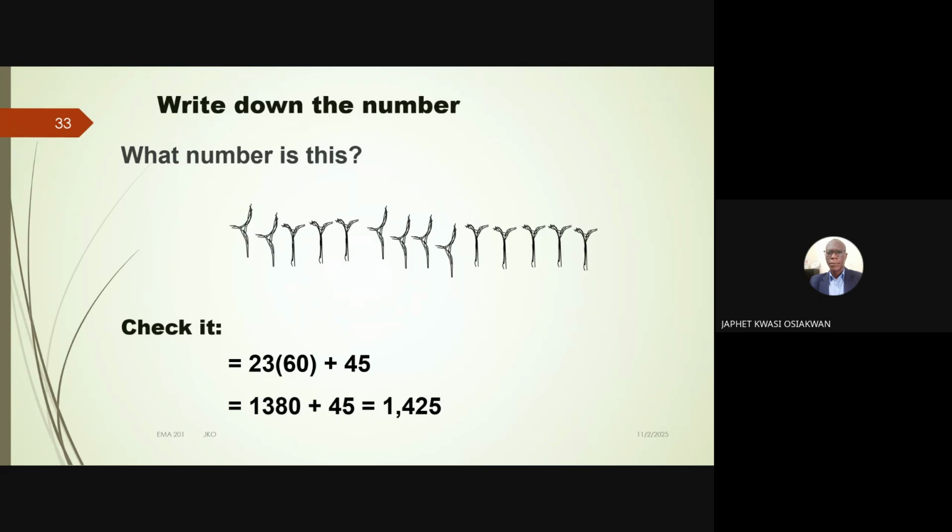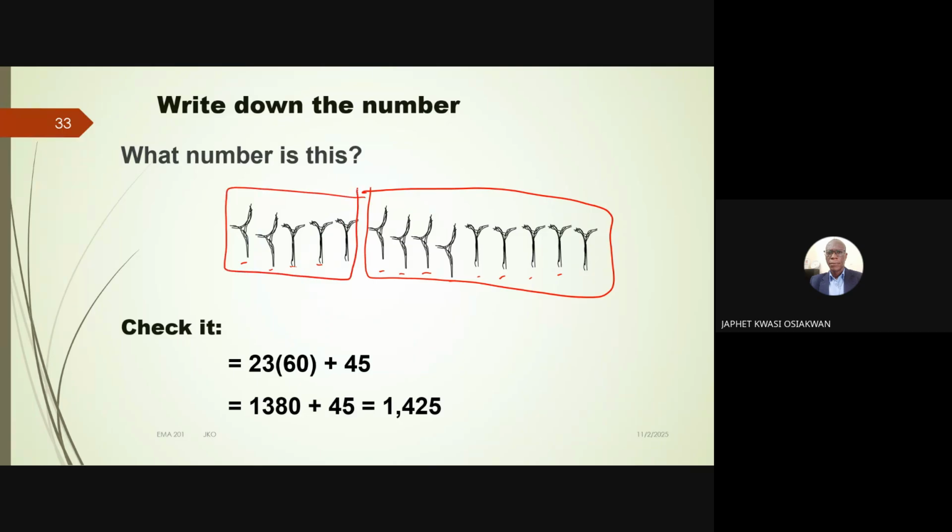So we can see there we have 10, 10, 10, 10. That's 40. Then 1, 2, 3, 4, 5. So this is 45. And here we have 10, 20, 21, 22, 23. So this one will be 23 times 60. So 23 times 60 plus 45. I hope you are following it.